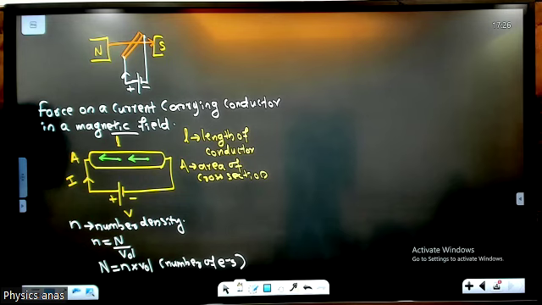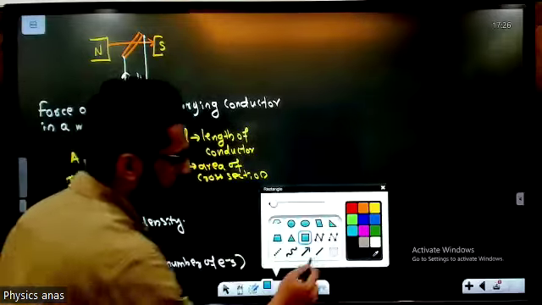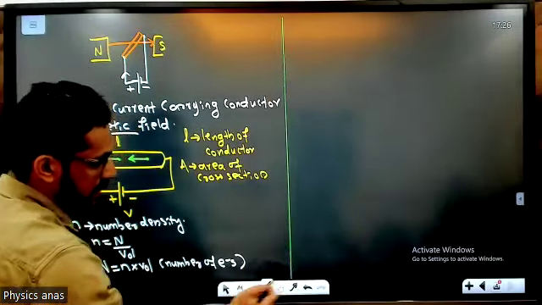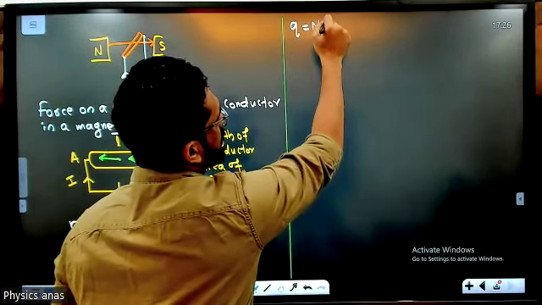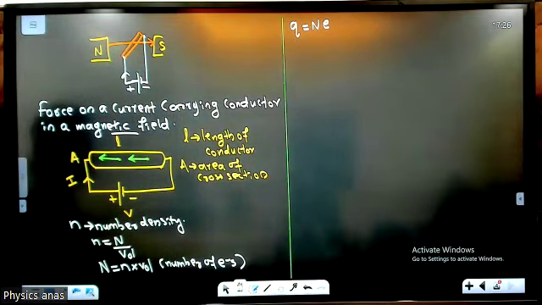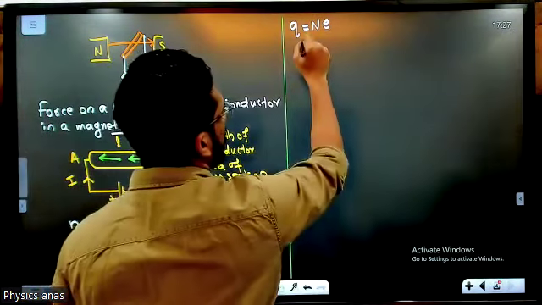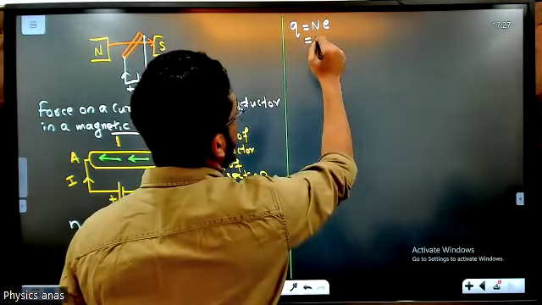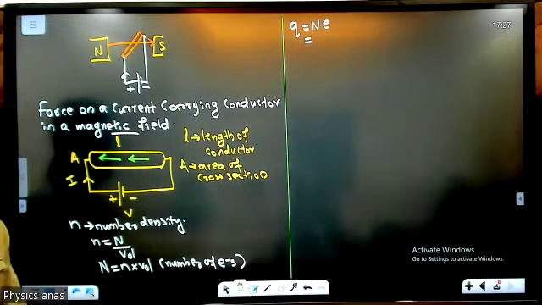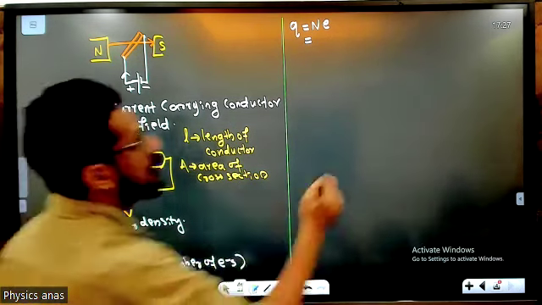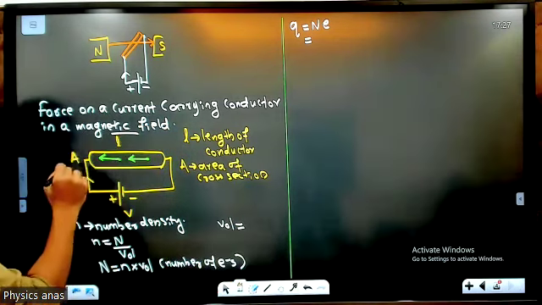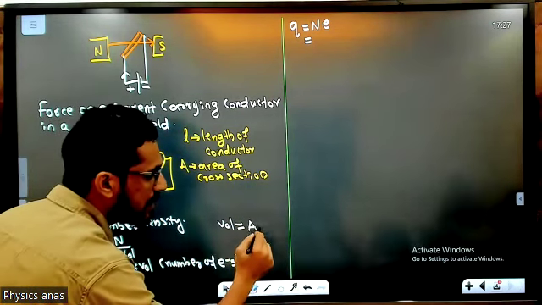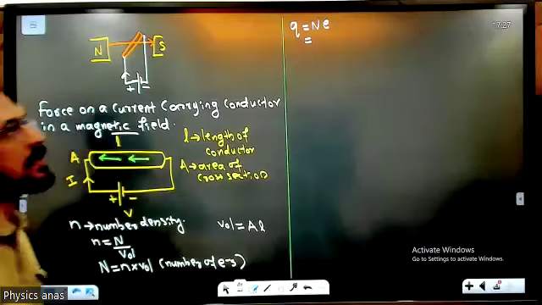How can you find the total charge passing through the conductor? Q is equal to N times e. What is N? Number of electrons. So what will be the equation? Q is equal to, what is N now? N is n into volume. What is volume? Volume is area into length.